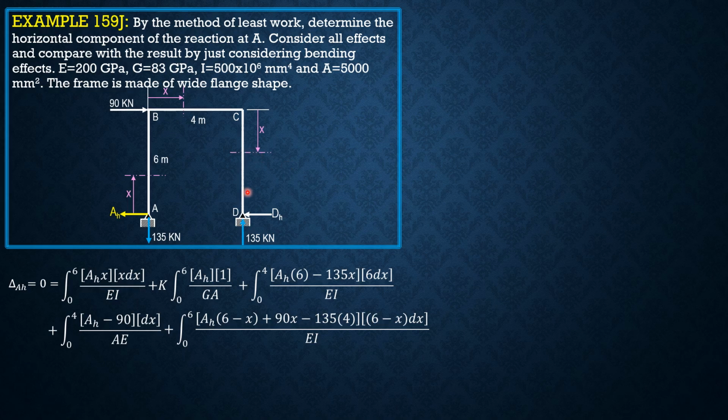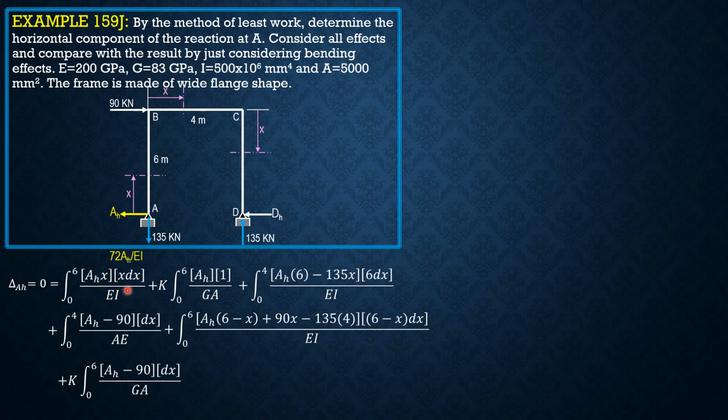For axial, it's compression, 135 constant, but the derivative is 0, so there's no axial contribution here, just the shear. The shear force is AH minus 90. So plus K integral 0 to 6 of (AH minus 90) times 1 dx over GA. So that's it for this entire frame. So remember, K is 1.